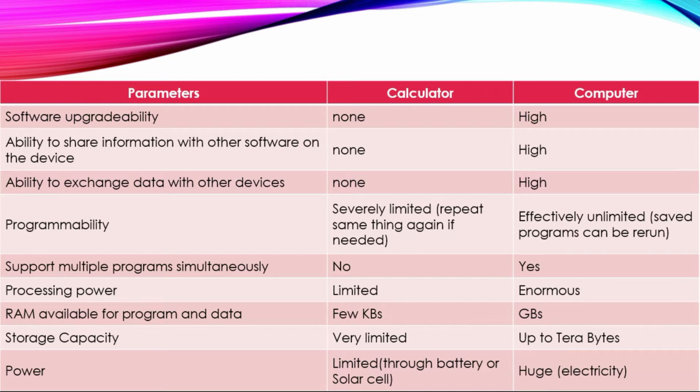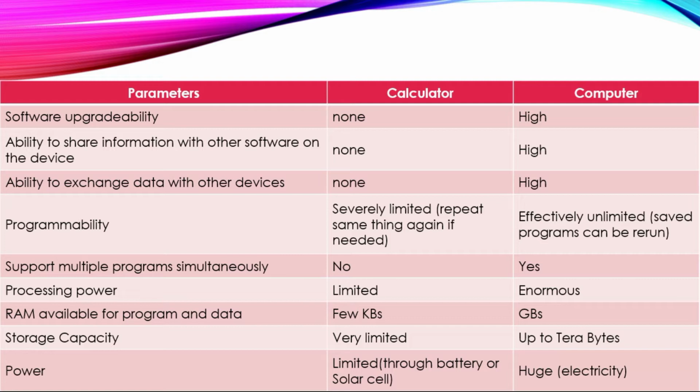Availability to exchange data with other devices. You cannot exchange data from a calculator. With a computer, you can use portable devices like pen drive, hard drive, and with the help of those devices you can transfer the data. Programmability, in a calculator, is limited, that is repeat same thing again and again if needed, whereas in your computer effectively unlimited, saved programs can be rerun.